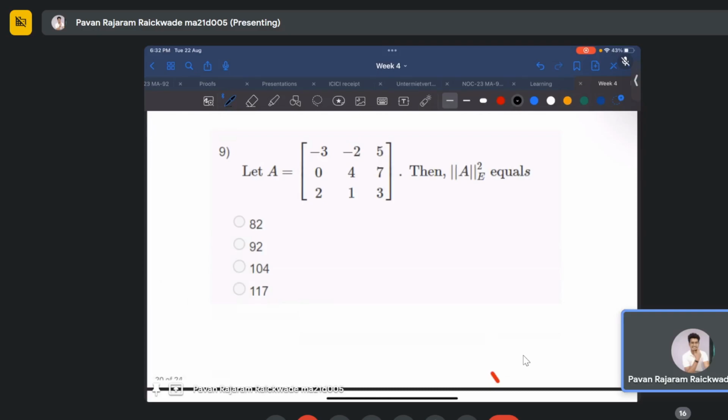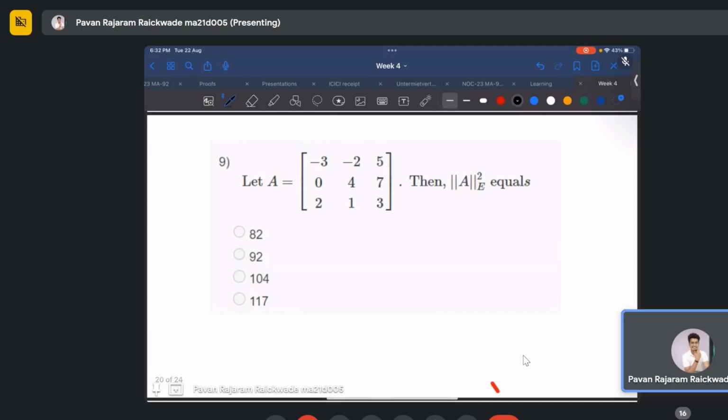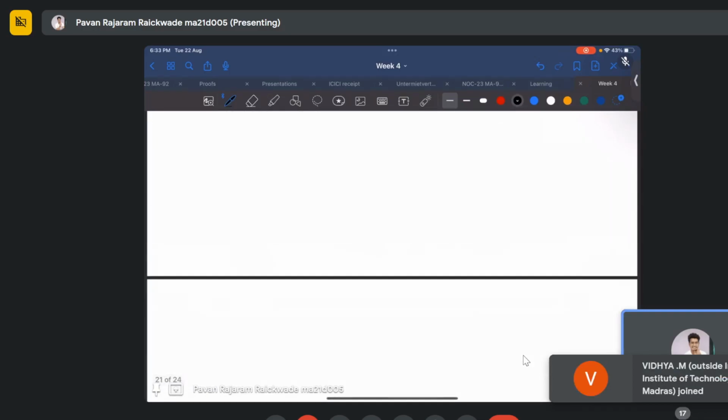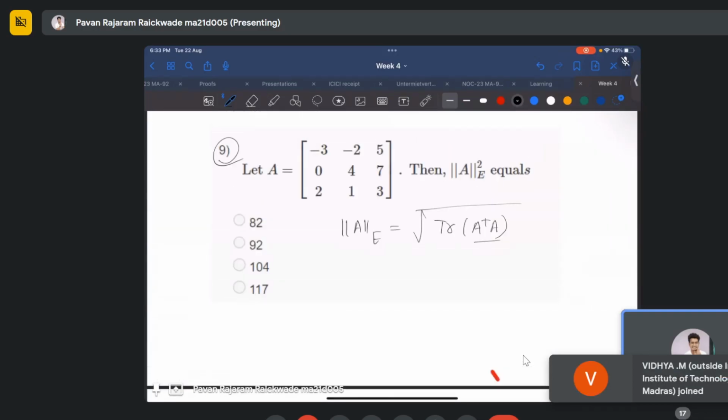Question number 9. A is a given matrix, then find the Frobenius norm of A. The norm of A is simply the square root of the trace of the matrix A transpose A. So you just have to find A transpose, multiply, and then sum up the diagonal entries. That will be your norm of A squared. As far as I remember, the answer is, I guess, I don't know. Maybe you can find the answer. This is just calculation. Does anyone want to ask something?